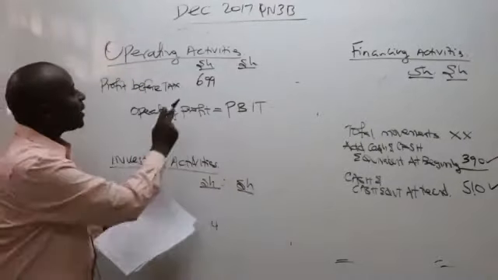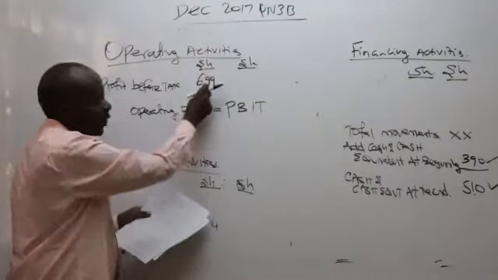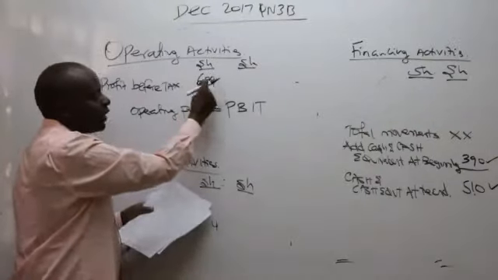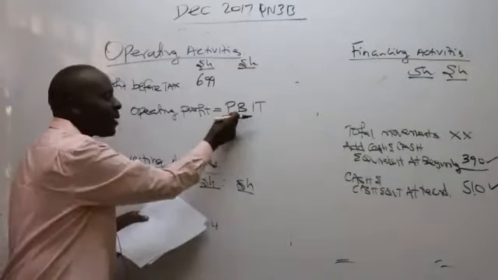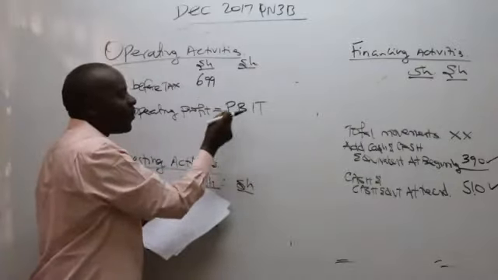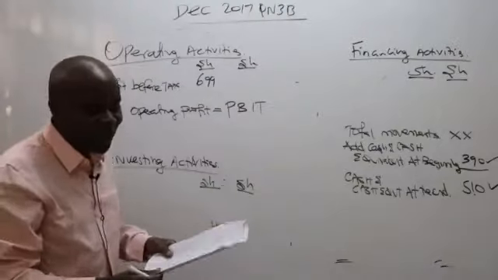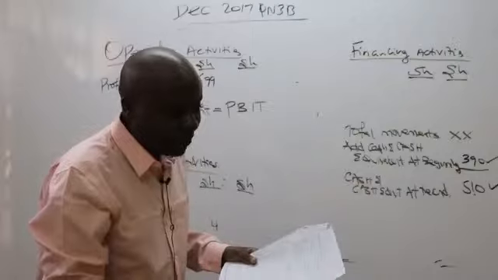So meaning that to get this figure, they must have subtracted the interest. So what we need to do very fast is to add back the interest. We must always begin from the profit before interest and tax. So are you able to see the interest charge for the year? Is there somebody who is able to see it? They say it is 450, isn't it?